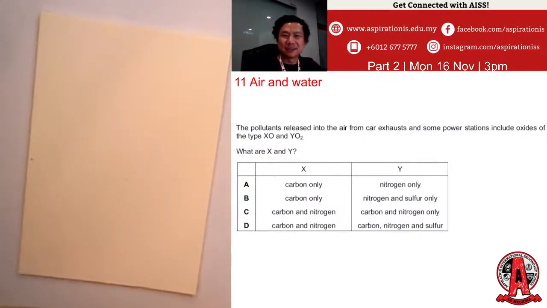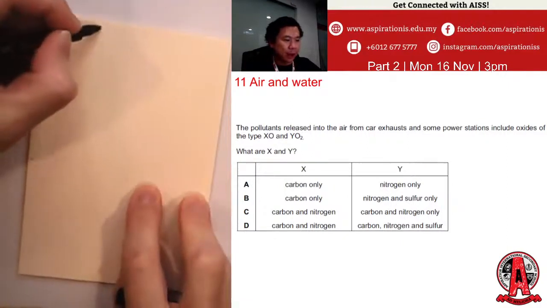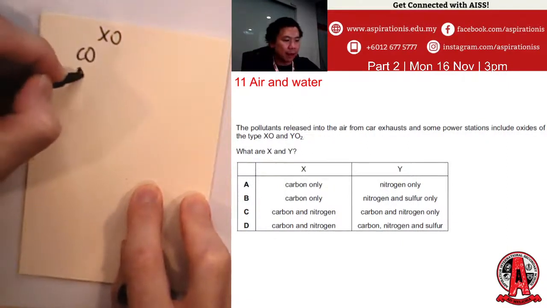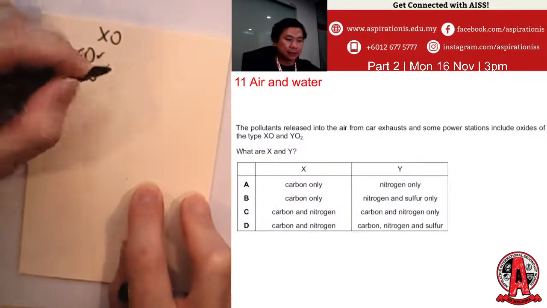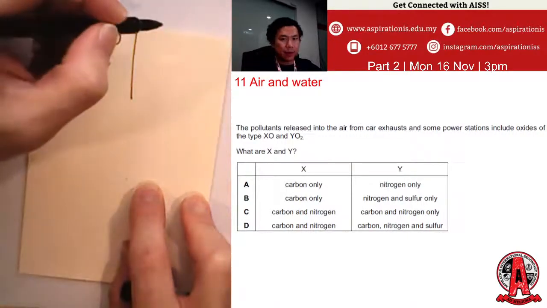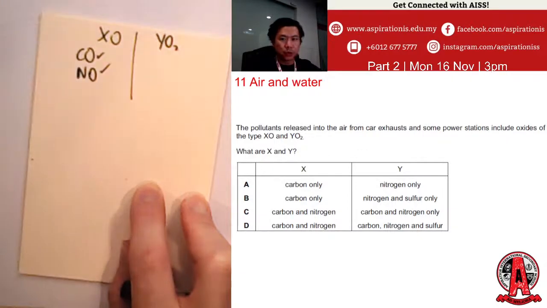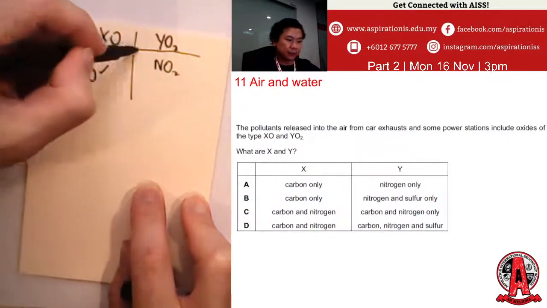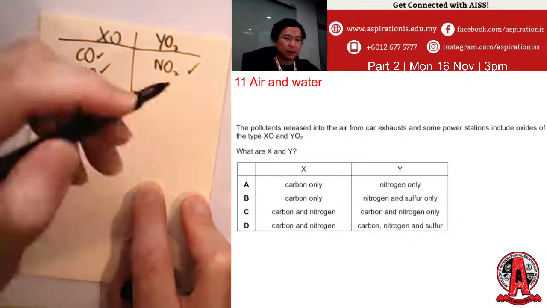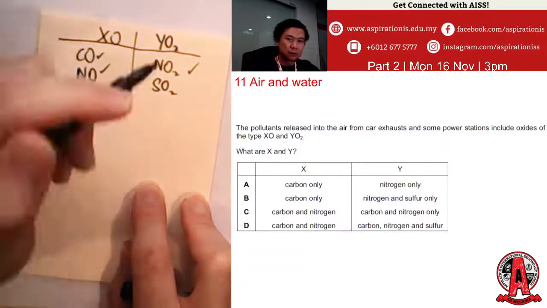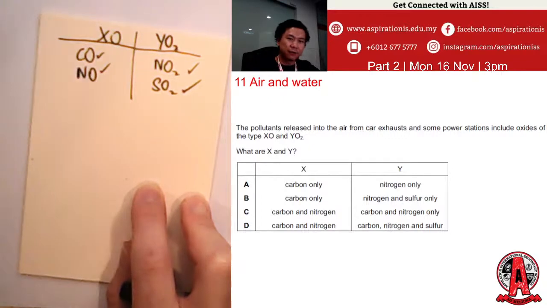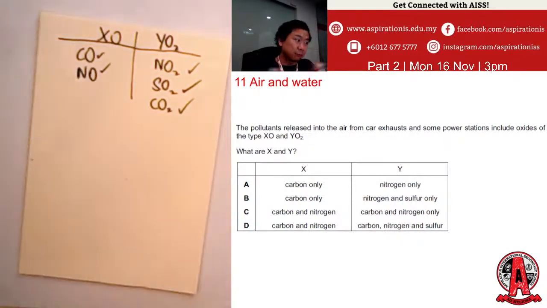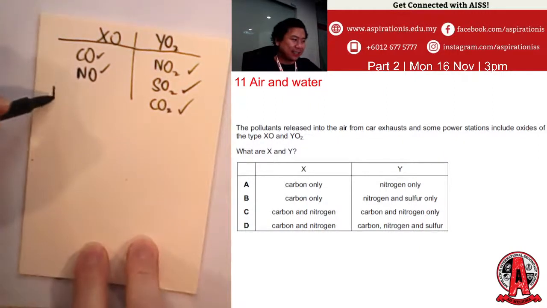So X combines with only one oxygen, so you've got to ask yourself, XO. Can you have CO and can you have NO? Well, the answer is yes. Now, for YO2, can you have NO2? Yes. Can you have SO2? Yes. Can you have CO2? I'm sure your answer is all yes. So the answer is D.